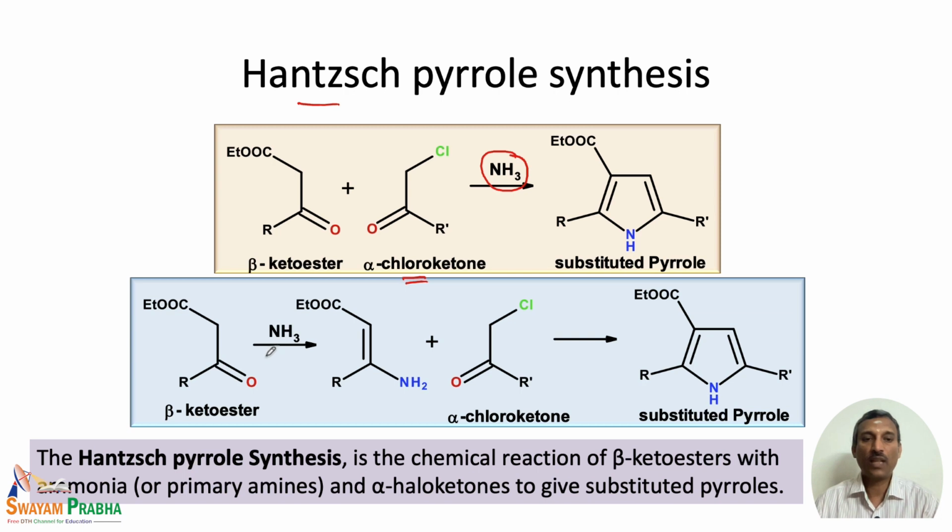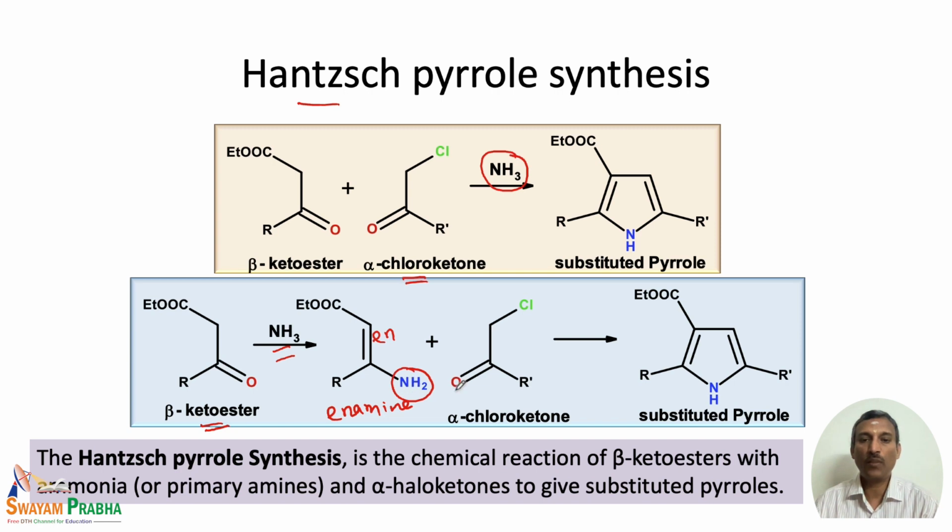In this reaction, as we have seen earlier also, the beta keto ester in the presence of an amine gives the corresponding amino derivatives. This is the ene unit and this is the amine unit. The enamine formation is the initial step, and once the enamine is formed, that enamine reacts with the alpha haloketone, and you can actually consider how the reaction proceeds.